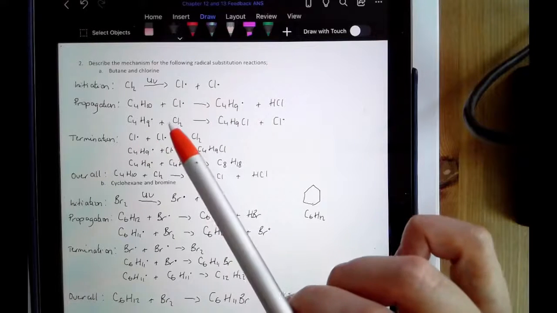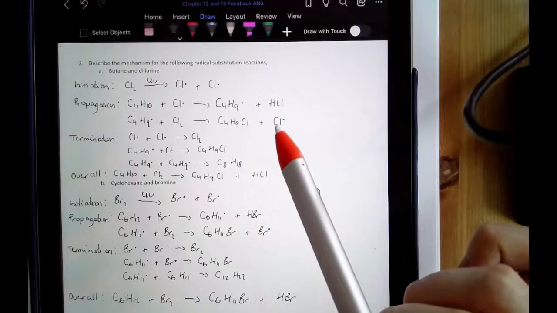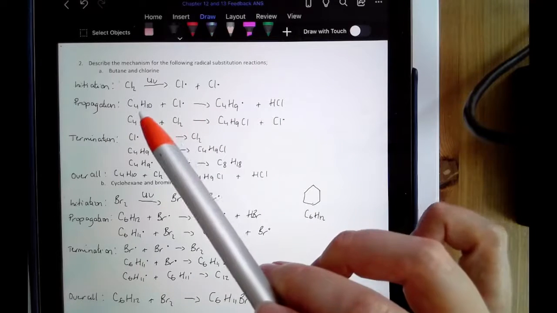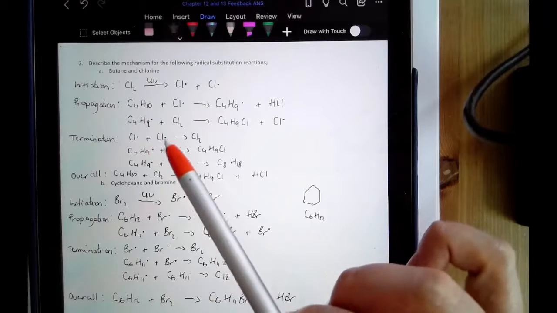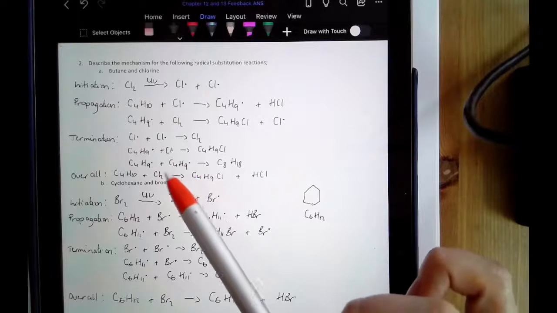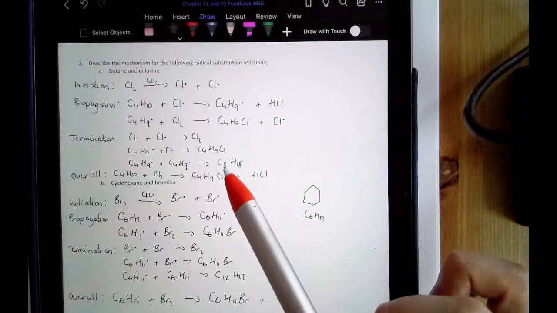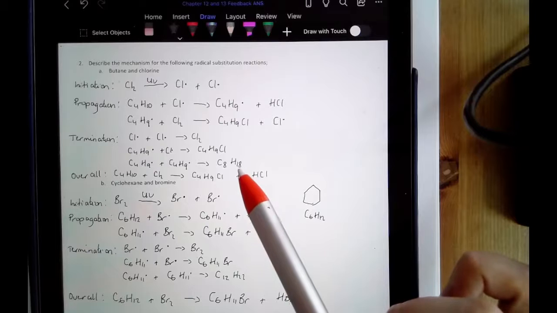That then reacts in the next step. You form your product with a chlorine radical. So you're regenerating your chlorine radical, which is why this is propagation. It keeps going and going. And then you've got your 3 termination steps. Remember, at the end, when you've got these 2 alkyl radicals, you're literally just adding them together. So you've got 8 carbons and 18 hydrogens.